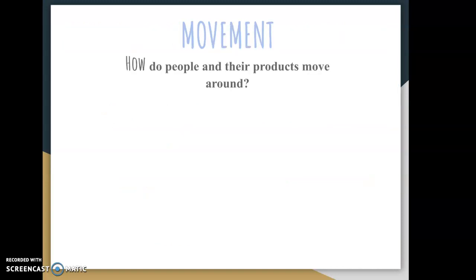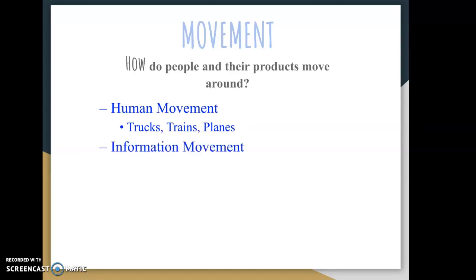Next is movement. So how do people and their products move around? There's also 3 types of movement. There's human movement, which, you know, the movie Planes, Trains, and Automobiles. Those are how we move, or trucks. How do we as people physically move around the world? Next is how does information move? So phones, computers, email, mail, Schoology for us, newspapers, which might be kind of an old concept or a foreign concept for you guys. And then last is ideas.